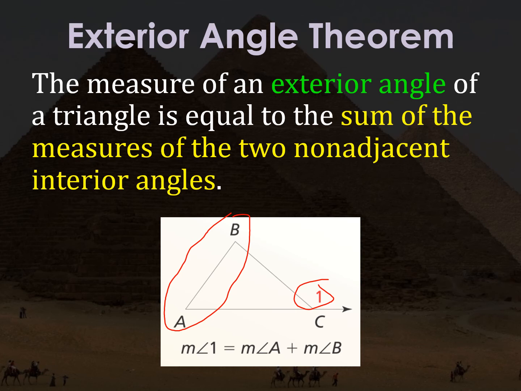Now you might be wondering, why is that? Well, that's because angle C is supplementary to angle 1. And since A plus B plus C have to equal 180, that means A plus B has to equal angle 1 because of the transitive property of equality.